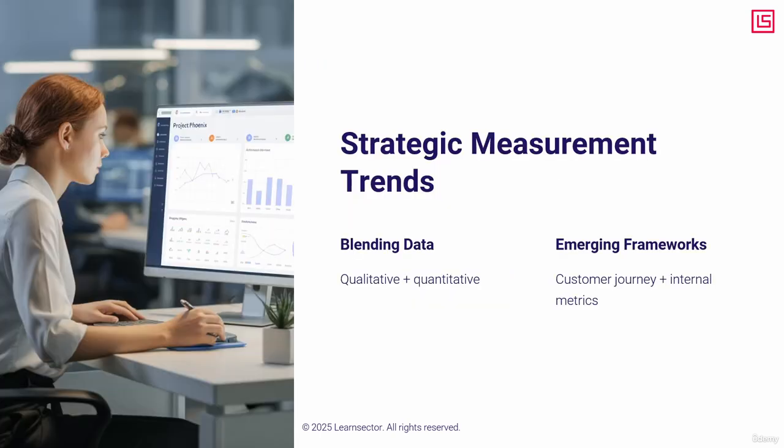More organizations are blending qualitative data, such as customer sentiment, with hard numbers to make better informed decisions. Emerging framework models are combining customer journey tracking with internal performance metrics. Keeping an eye on such changes helps future-proof your strategies.